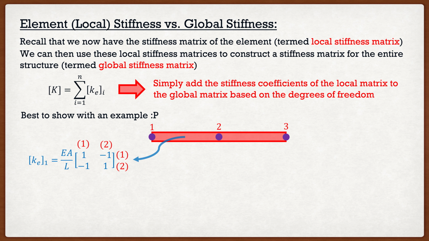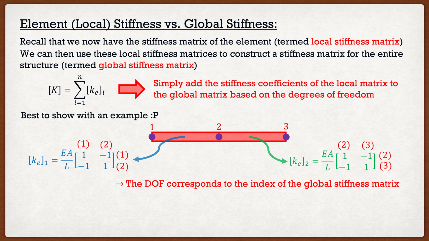Now, if we move on to the other side, our second element, which is between nodes 2 and 3, we can derive a second local stiffness matrix, which is EA divided by L, and then 1, negative 1, negative 1, and 1. And we can relate this local stiffness matrix to the degrees of freedom of the entire structure. Since this matrix is between nodes 2 and 3, we can index this matrix 2, 3, 2, 3. So in general, these degrees of freedom correspond to the index of the global stiffness matrix.